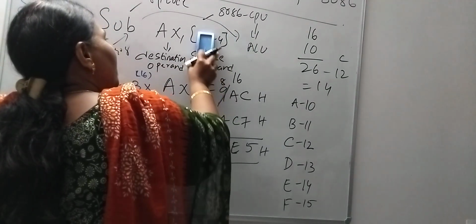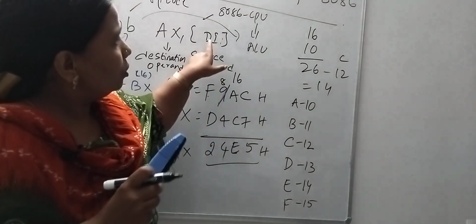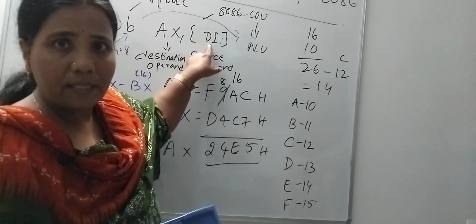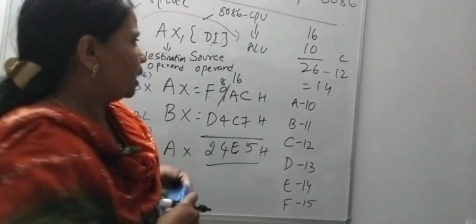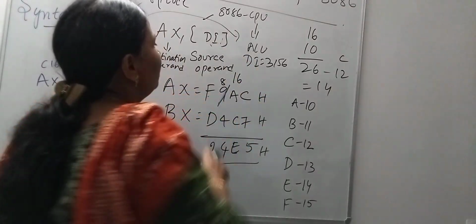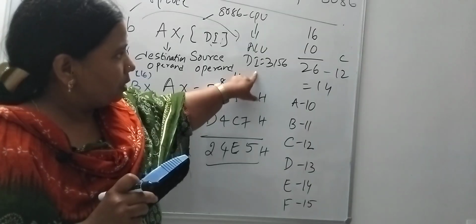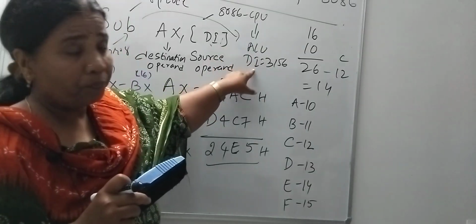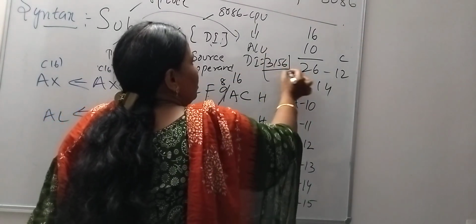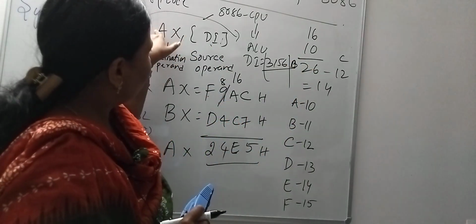Or instead of giving the direct address value, we can give a register which holds the address. The data is at the memory location whose address is held in DI, the destination index register present in the 8086. Think DI is holding some value like 3156. At this address of the memory location, suppose it is holding the data B. This data B will be loaded into AX.